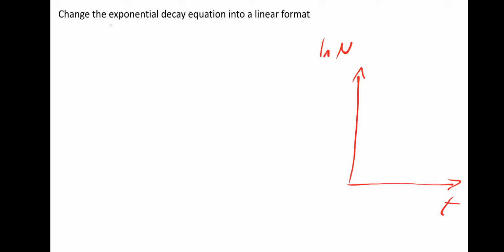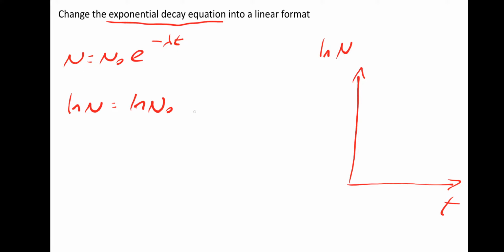So we're going to turn the exponential decay equation into a straight line. So the equation is N equals N naught e to the minus lambda t. And what we can do is log everything. So we end up with log N equals log N naught minus lambda t. Then we've essentially got it. So it's in the form y equals mx plus c already.